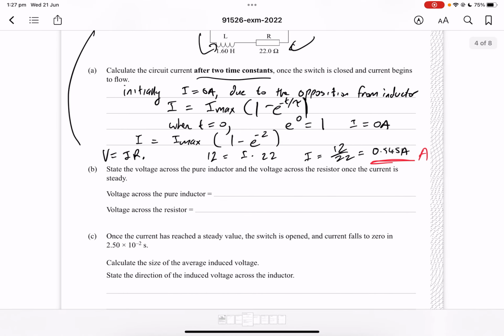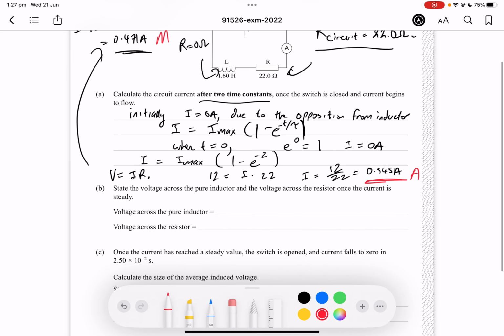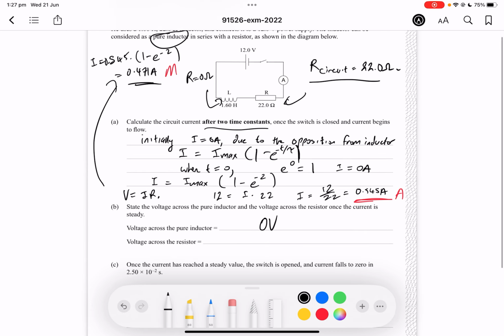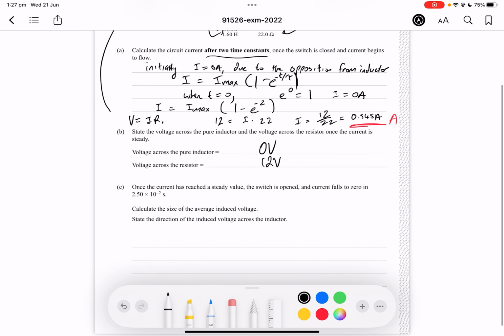Question B, we want to state the voltage across the pure inductor and the voltage across the resistor once the current is steady. As I just mentioned in the previous question, once the current is steady, the voltage across the inductor is going to be 0 since there's no more opposition from the inductor. And the voltage across the resistor will just be equal to that of the source, so that'll be 12 volts. This will be an achieved if you can get both of them correct.